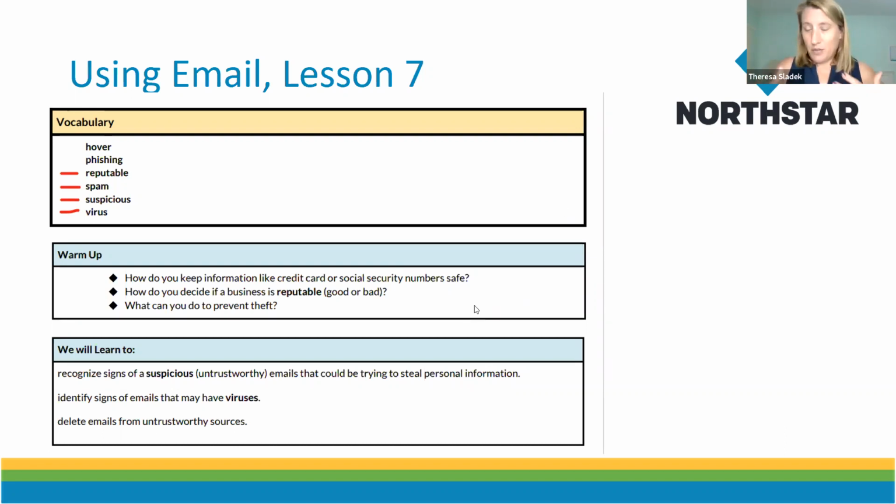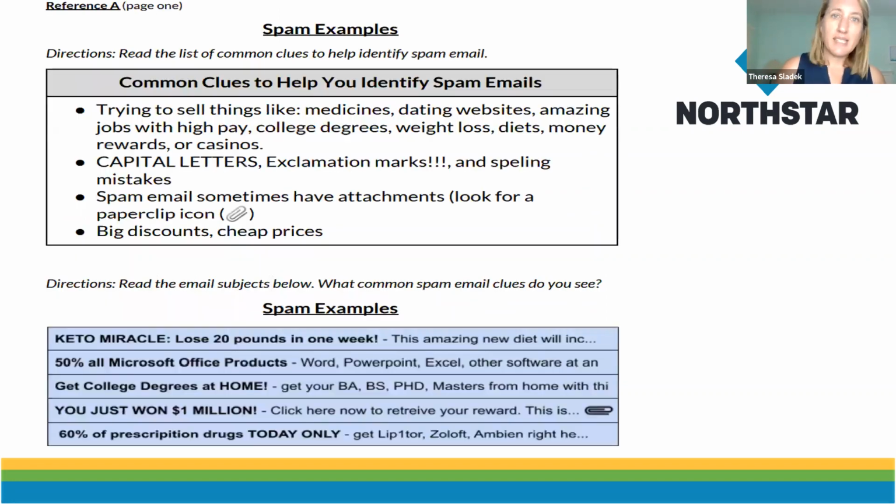And so in the Northstar curriculum, I would show this next slide, and we go over some common clues to help you identify spam. I know we're getting close to the end of our time, and I do want to answer your questions in the chat, but what I really want to focus on here is this. I would go over these, and I would go over the common clues at the top.